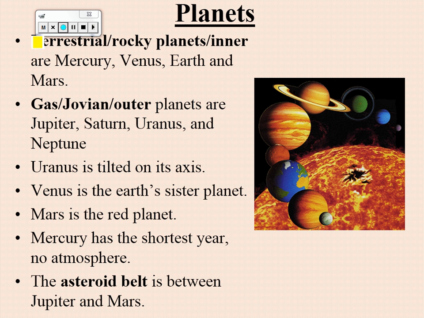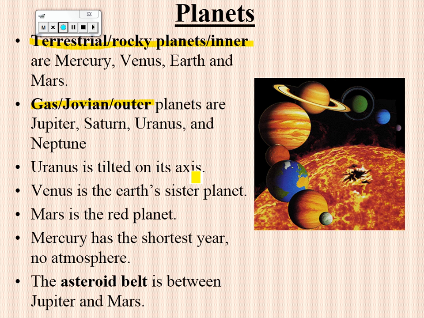Okay, planets, we have 2 types. They can ask or use any of these terms. They may call them terrestrial, they may call them rocky, or inner. They're all the same. Mercury, Venus, Earth, Mars, moving from the sun outward. You do need to know the order, come up with a way to remember it. And then the gas, Jovian, or outer planets are Jupiter, Saturn, Uranus, and Neptune. And again, this is still from the order of the sun out. Make sure you know the whole complete order of the planets.